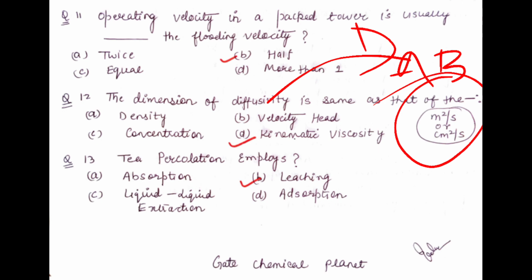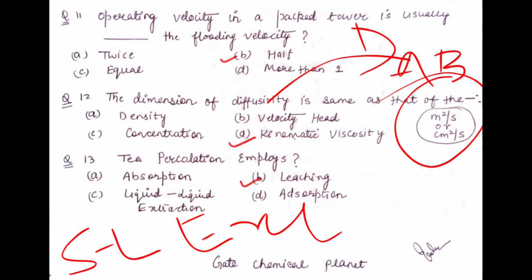Tea percolation employs the leaching process. Okay, it is not adsorption or liquid extraction. Tea percolation employs the leaching process. Leaching is also known as solid liquid extraction. Okay, solid liquid extraction. So it is the leaching process by which tea percolation is employed.